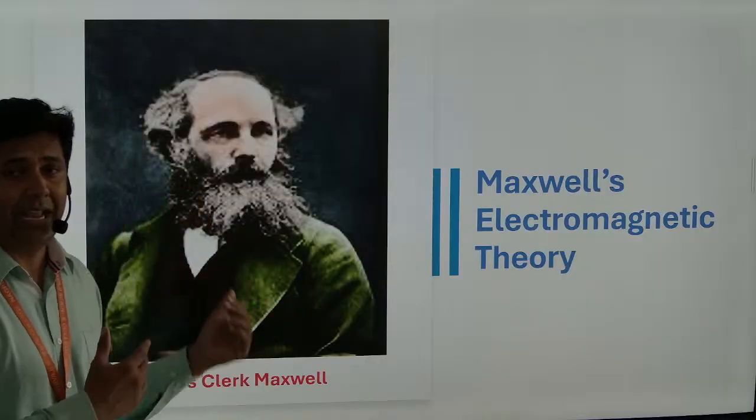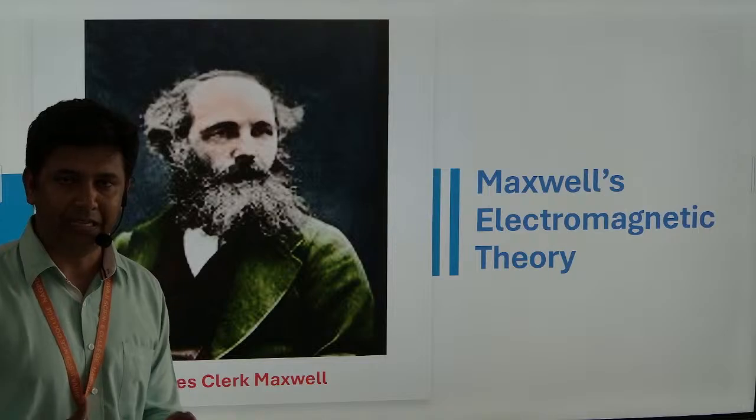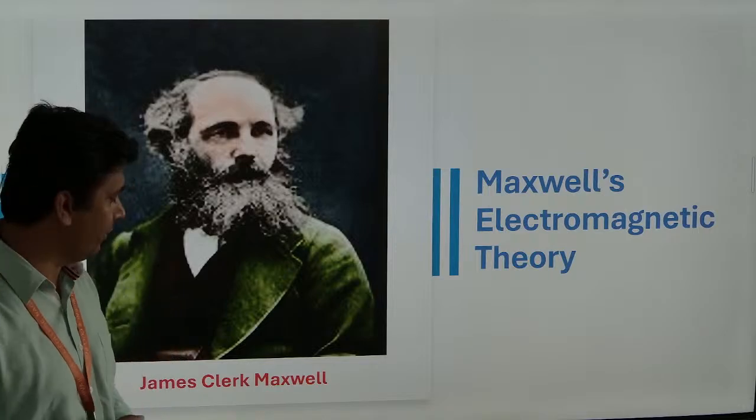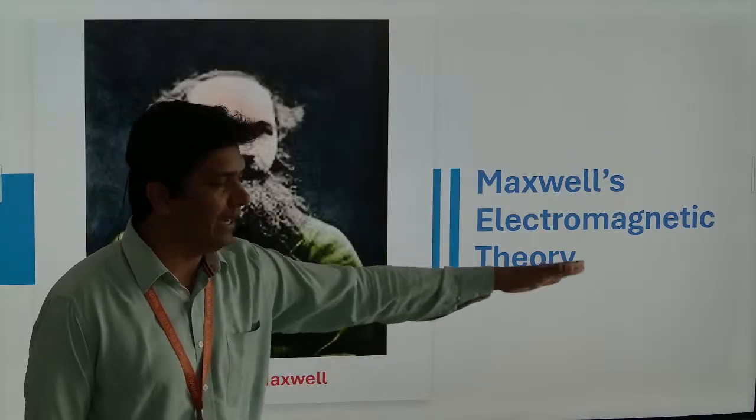Then next, another scientist who came with a study of the nature, characteristics and properties of light was James Clerk Maxwell, with his own theory, that is Maxwell's electromagnetic theory.